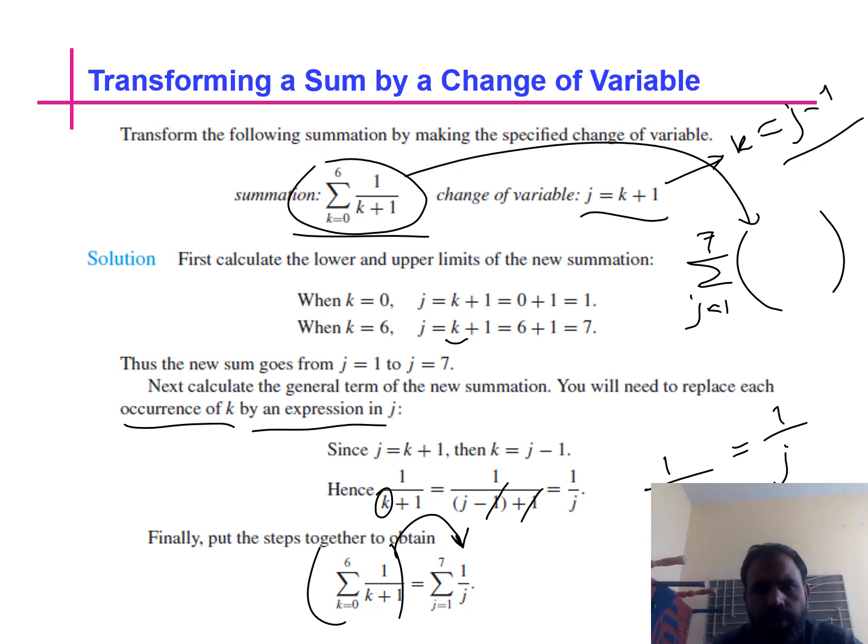This is the example. The summation k varies from 0 to 6, 1 over k plus 1. Change of variable j is equal to k plus 1. First we calculate the limits. When k is equal to 0, then j is equal to 1, and when k is equal to 6, j is equal to 7. So the new limits are 1 to 7. The previous limits are 0 to 6. So we put the new limits and calculate where j is equal to k plus 1. So we find k is equal to j minus 1. We put the value of k in terms of j. So we obtained this summation as 1 over j, j varies from 1 to 7.